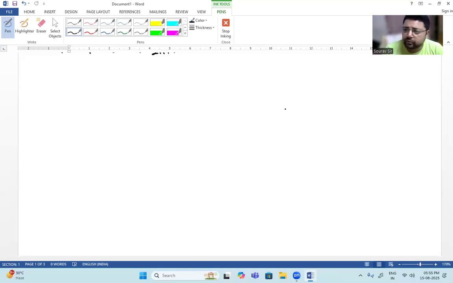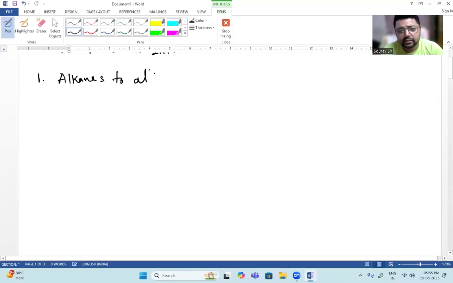Now at first we will start with the first chapter, which is hydrocarbons. From the hydrocarbon segment, we will understand how to prepare haloalkanes. Firstly, our focus will go to the alkanes to alkyl halides.